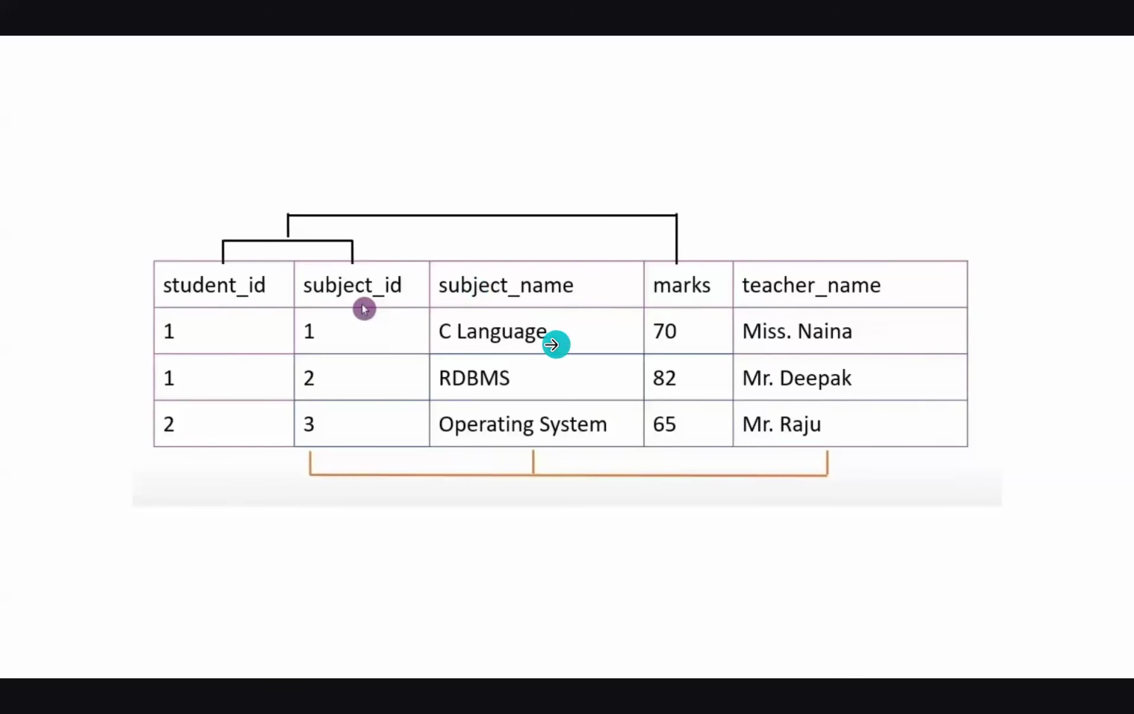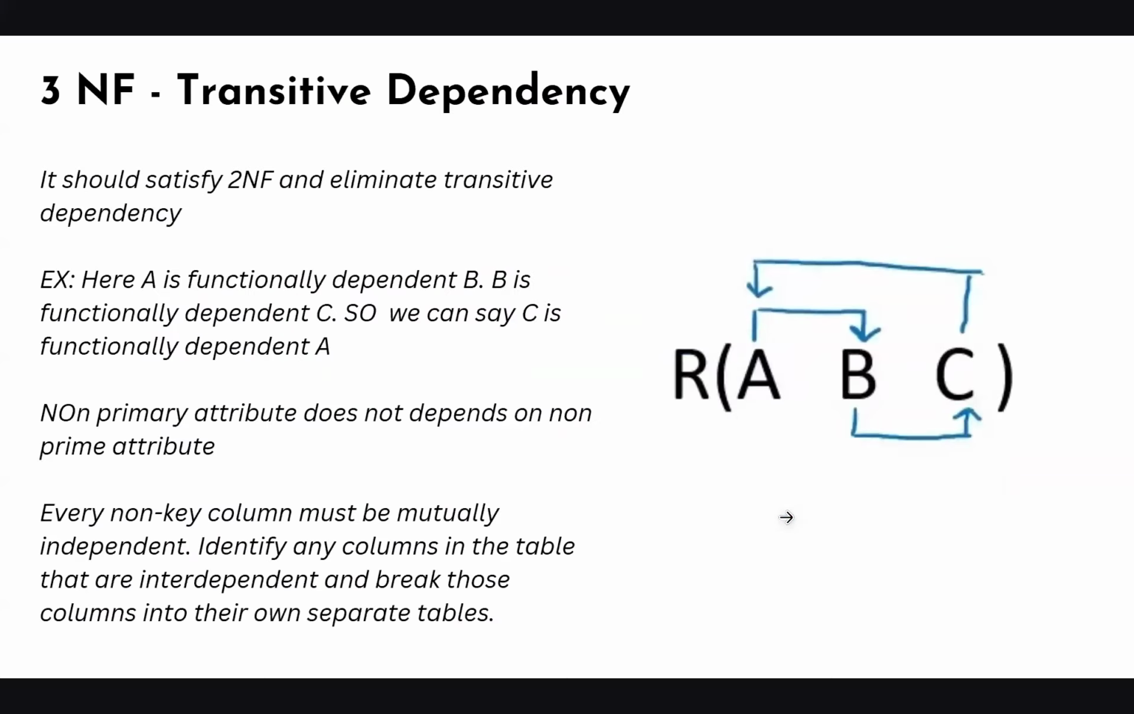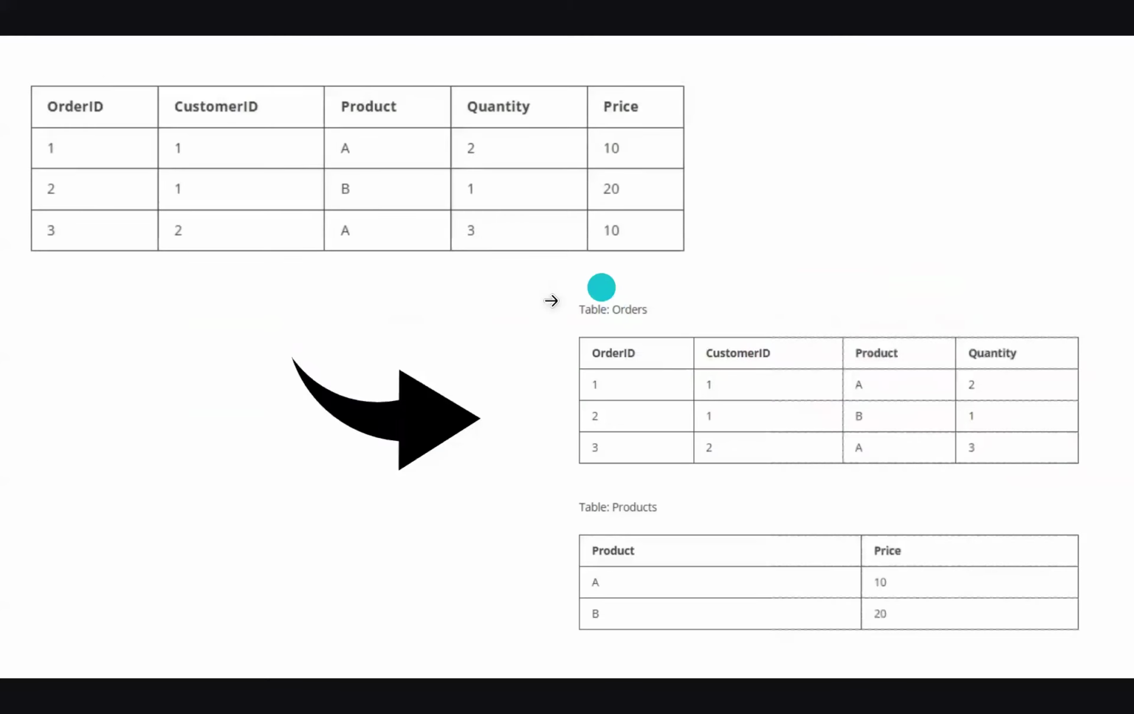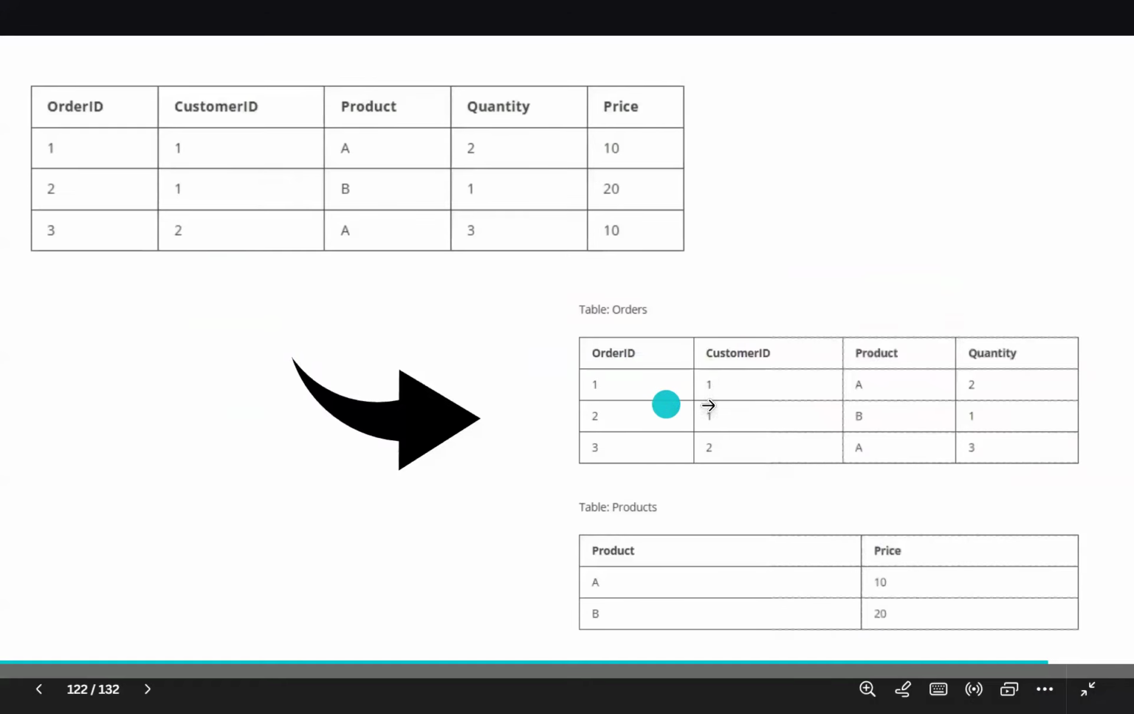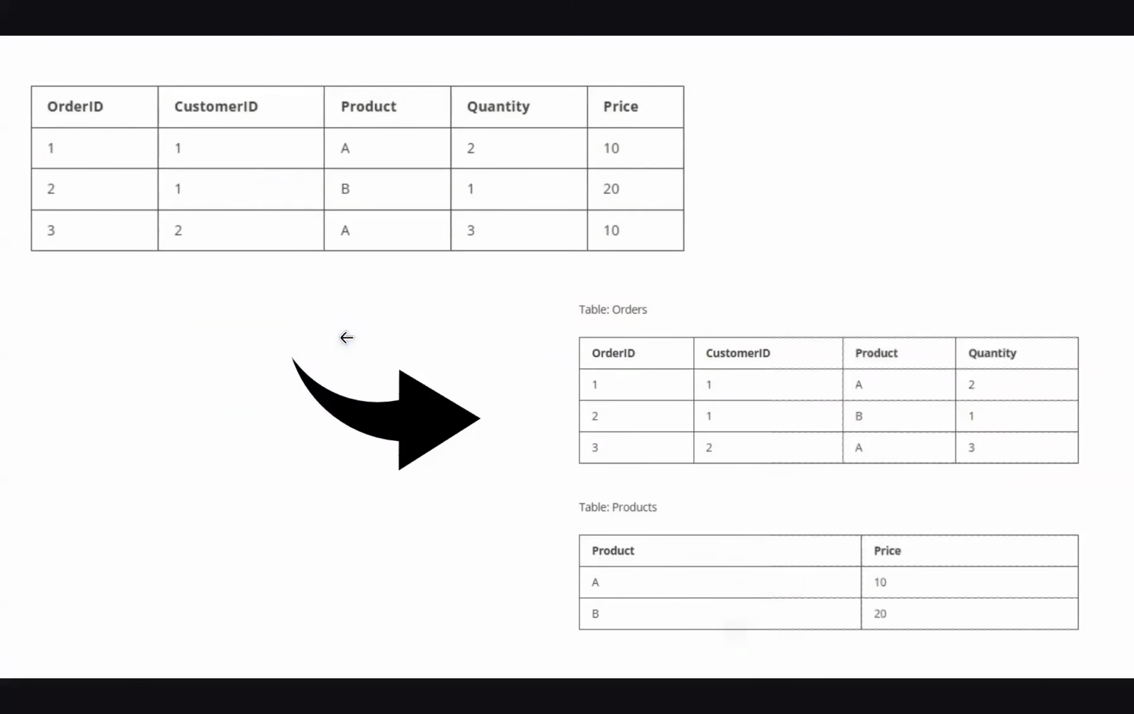Subject name depends on subject ID, not on student ID. Marks completely depend on student ID and subject ID. Teacher name depends only on subject ID, not on student ID. So here I'll divide this table into two tables. In table one, I'll put student ID, subject ID, and marks. In another table, subject ID, subject name, and teacher name. So I'm dividing the table into multiple tables based on this 2 NF concept.